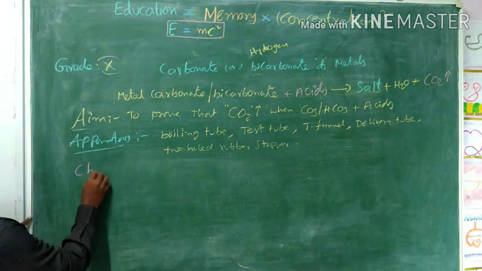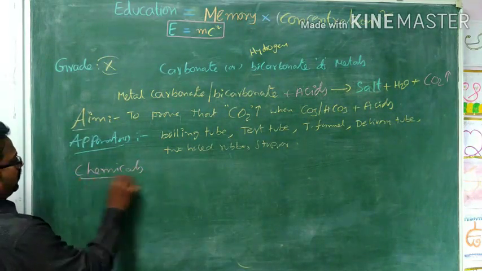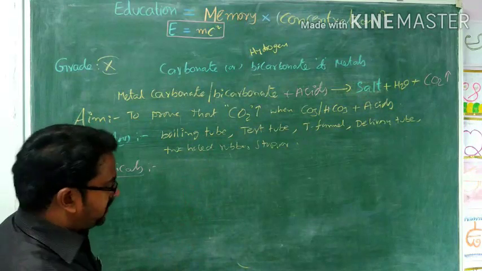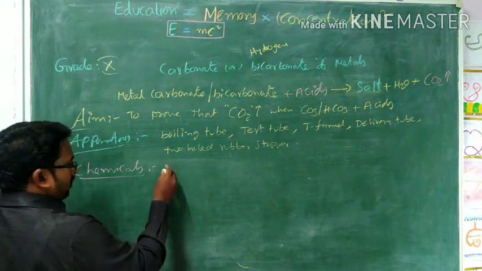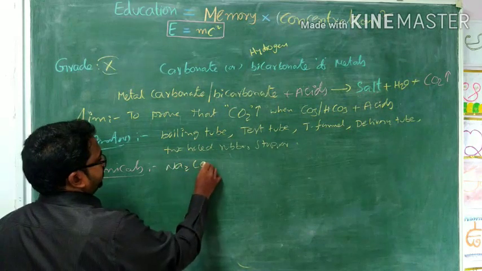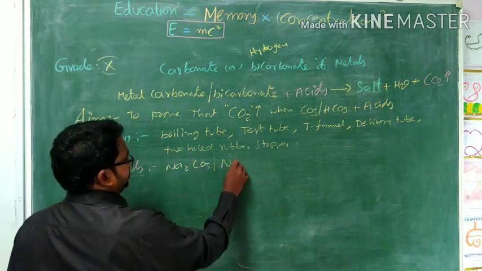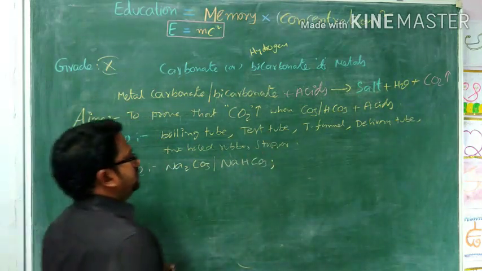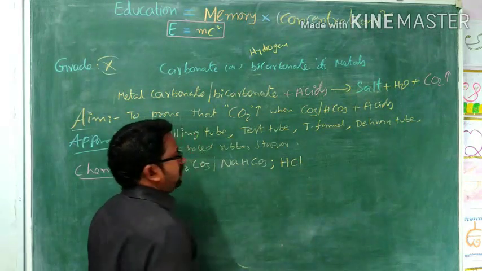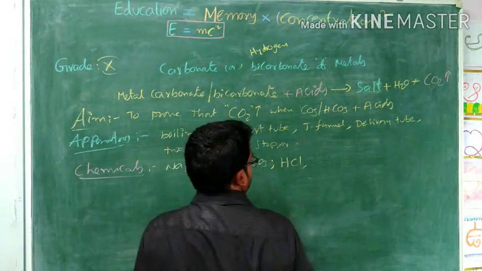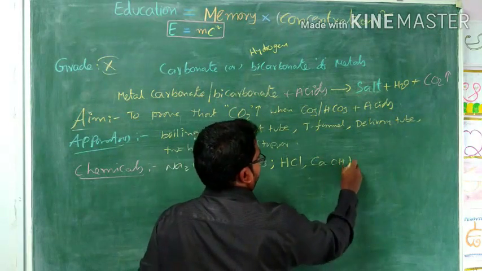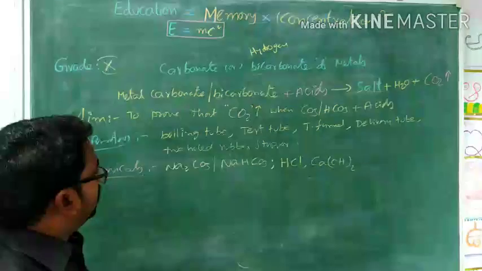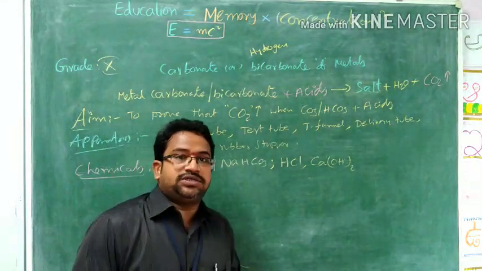And the chemicals. Let us see what chemicals we need. In the question itself, carbonates, bicarbonates and acids are given. You will take sodium carbonate or maybe sodium bicarbonate, anyone. And acid, we take hydrochloric acid, and to test the carbon dioxide we need slaked lime, calcium hydroxide. These are the chemicals that we require. Are you following, children?